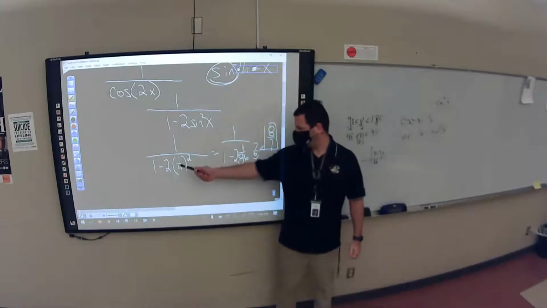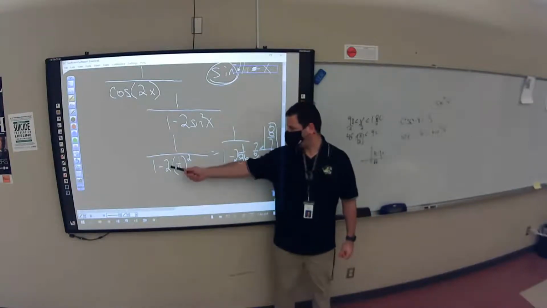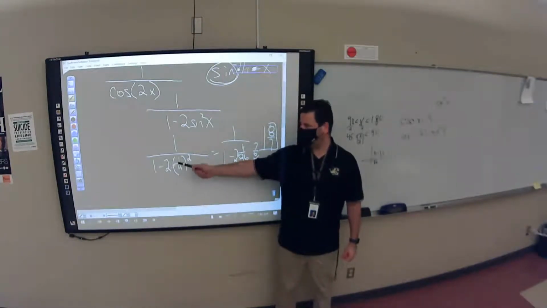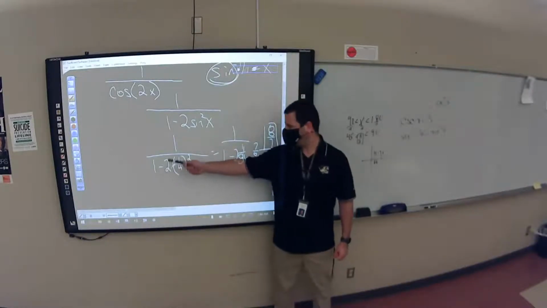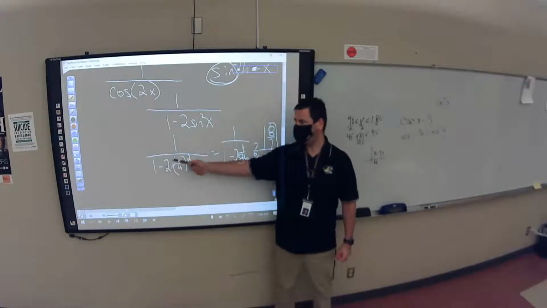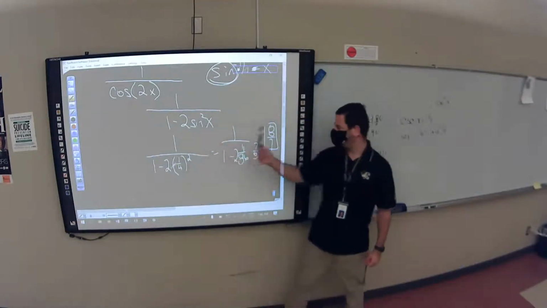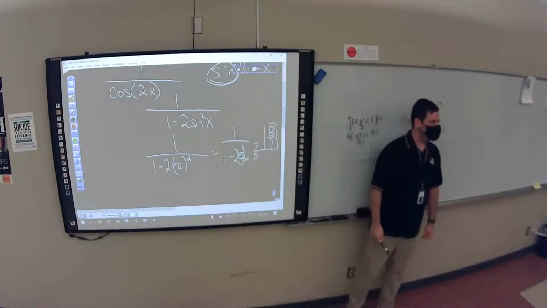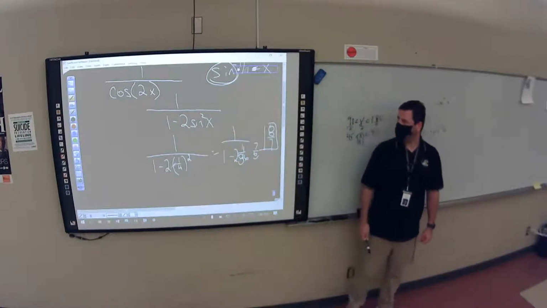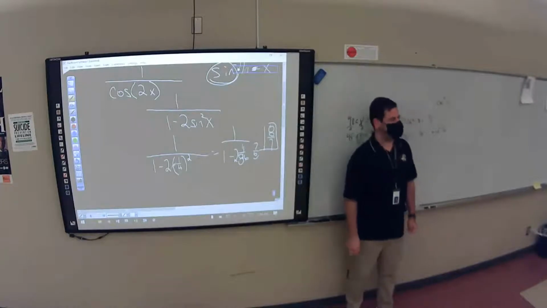Square that, it becomes 1/16. 1/16 times 2 is 2/16. 2/16 is 1/8. 1 minus 1/8 is 8/8 minus 1/8, which is 7/8. 7/8, flip it, multiply it, becomes 8/7. Woo! Yeah, I went about that the complete wrong way.